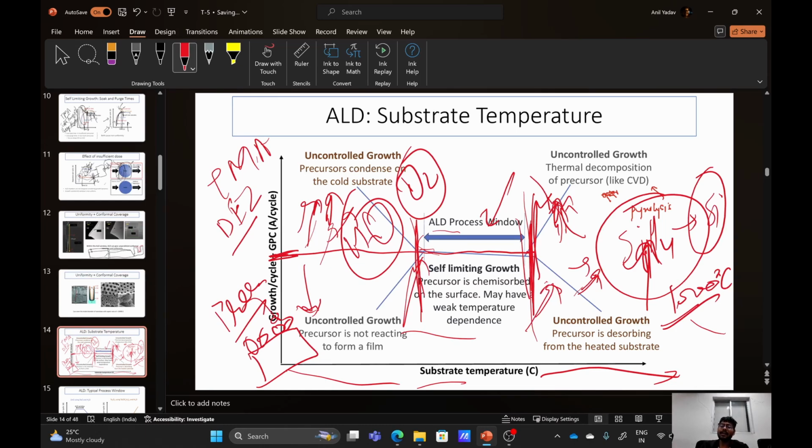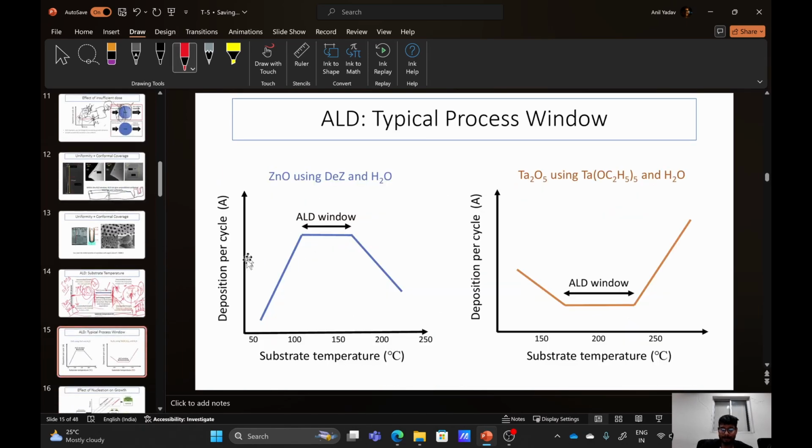Another effect that can be seen at higher temperatures is that desorption of the chemisorbed precursor can happen. On the substrate we have the precursor A chemisorbed over the substrate. At higher temperatures this can also get desorbed, so that will give you an undergrowth. The growth per cycle in this case will be lesser, because most of the precursor is already desorbed.